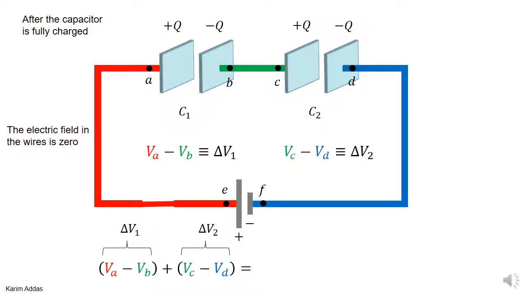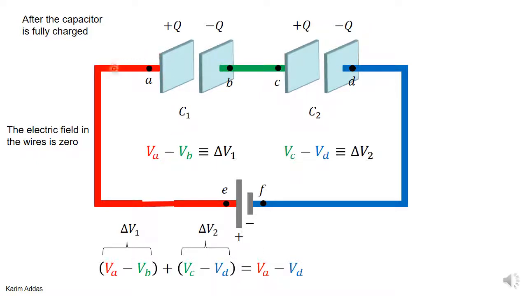So let's see what delta V1 plus delta V2 is. This is delta V1, it's VA minus VB, and this is delta V2, it's VC minus VD, and let's add these two things. When you add these things, notice point B and point C have exactly the same potential. So if you have here minus VB and you have here plus VC, this will exactly cancel with this because they're equal and opposite. So what we're left with is VA minus VD.